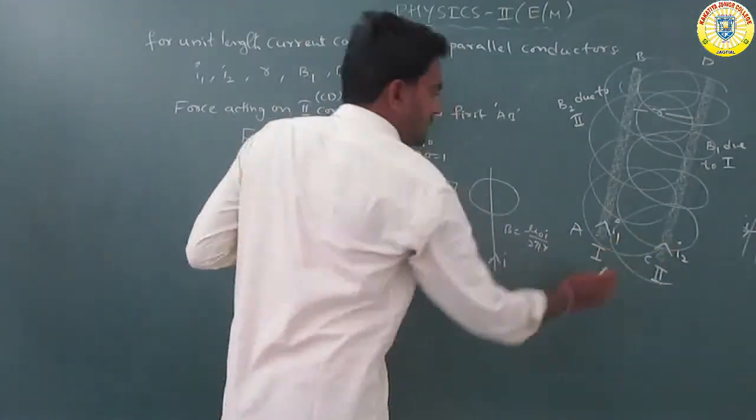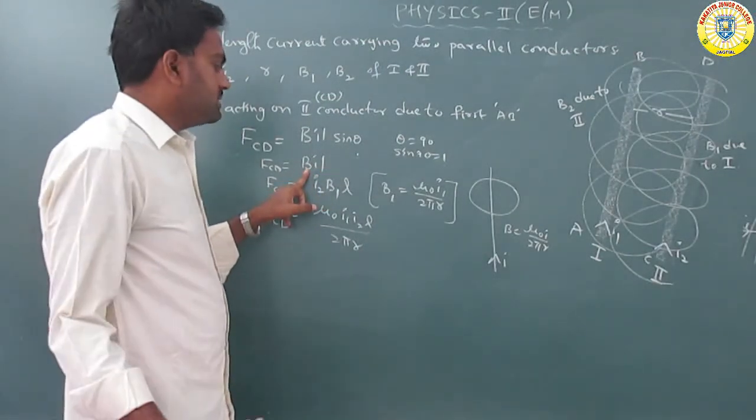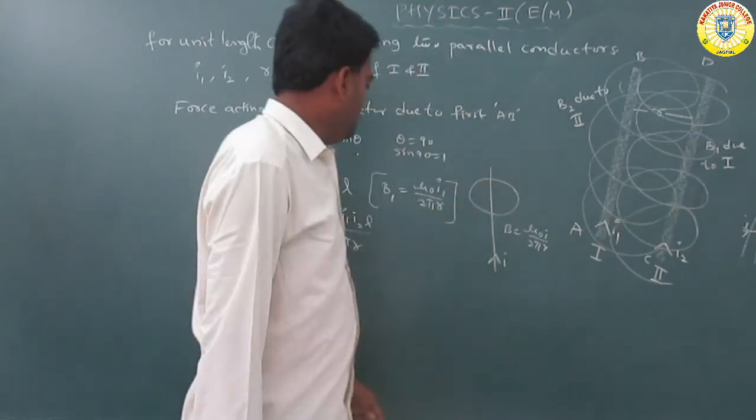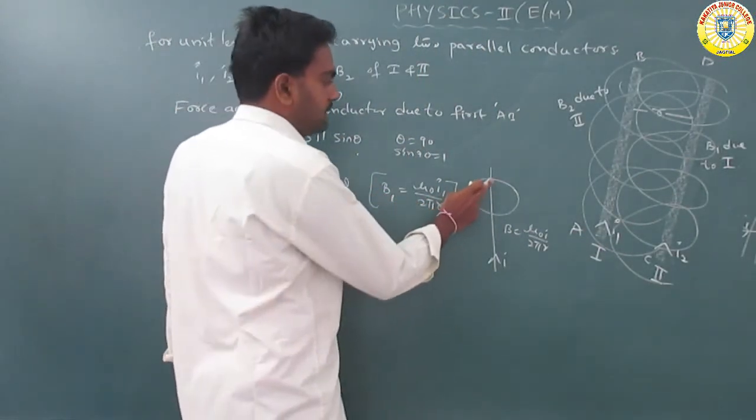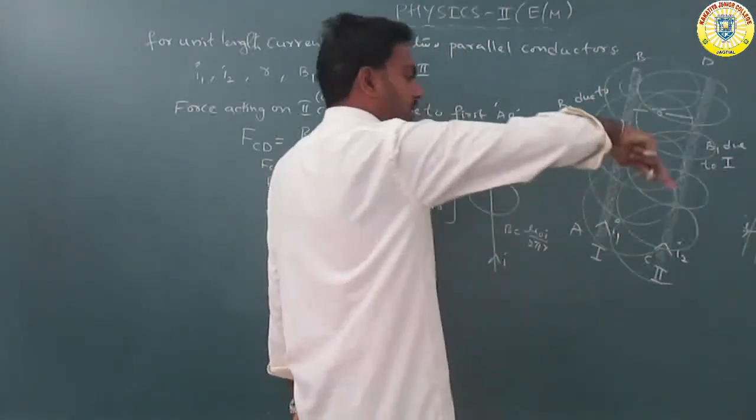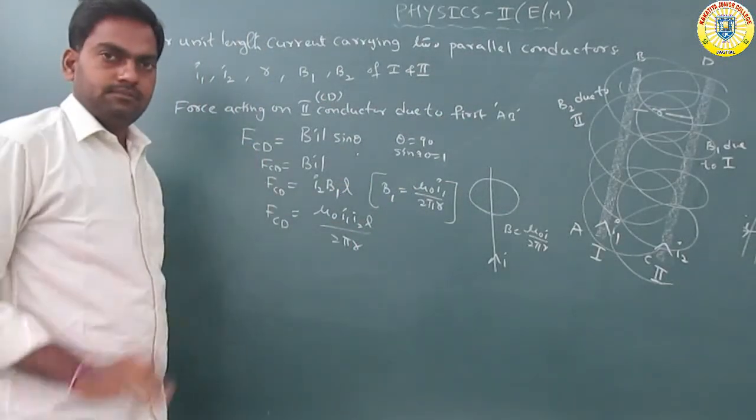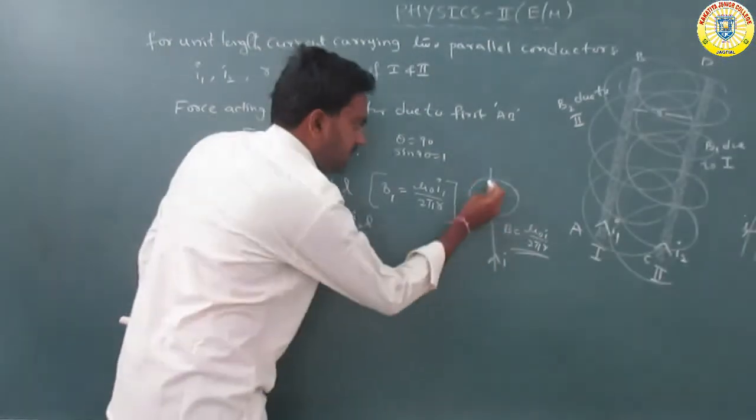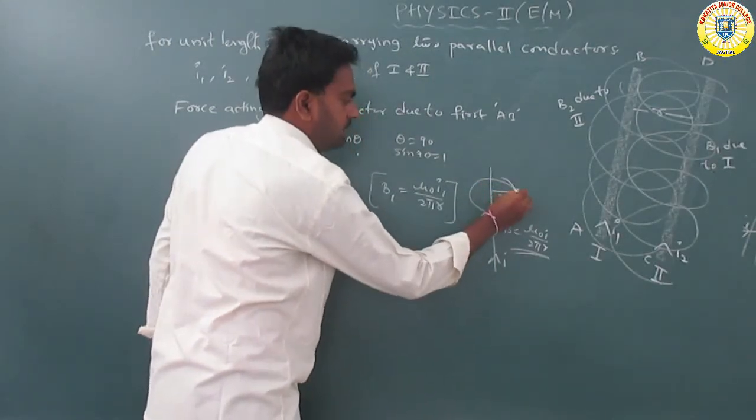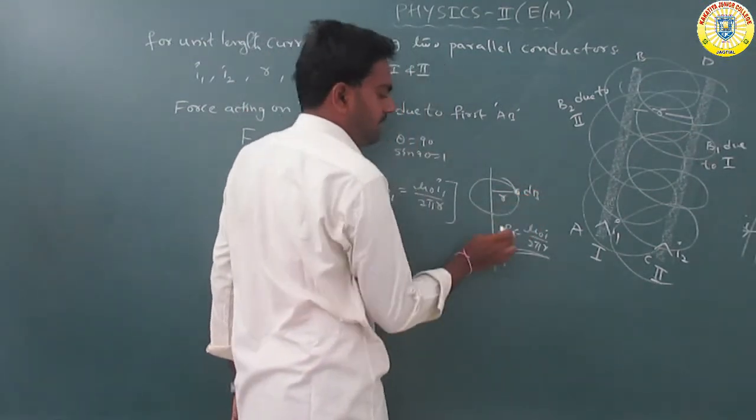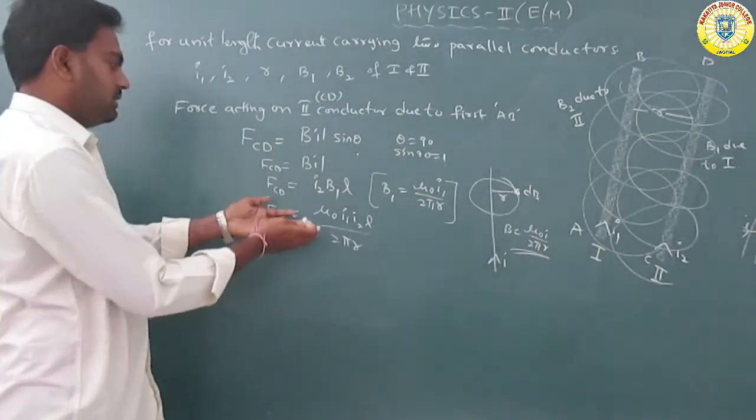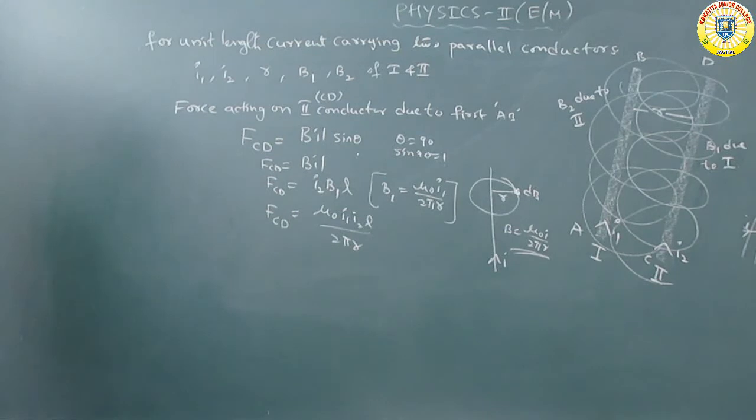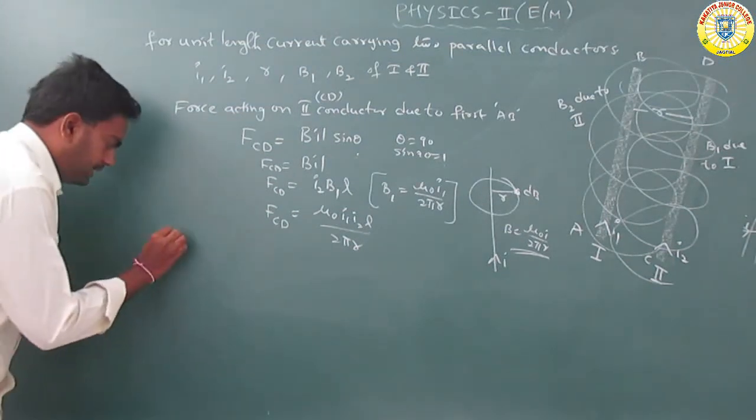So I is the current passing through the second conductor, I2, and L is the same. And what is B? B is the magnetic induction B1 due to the first conductor, where a circle is formed. So B is equal to mu naught I by 2 pi r, which we already found in the last class. The r distance is taken, so B is equal to mu naught I by 2 pi r. Now substituting in the equation, we get FCD is equal to mu naught I1 I2 into L by 2 pi r. Now similarly, observe the force acting.